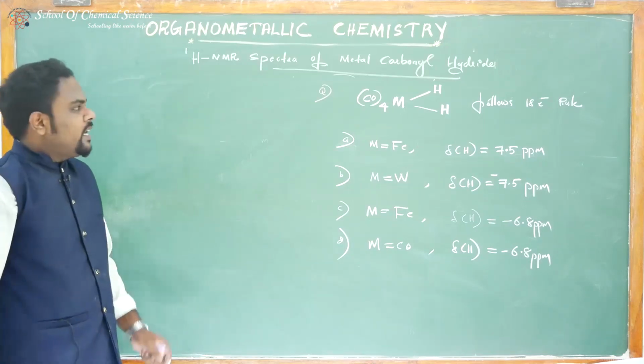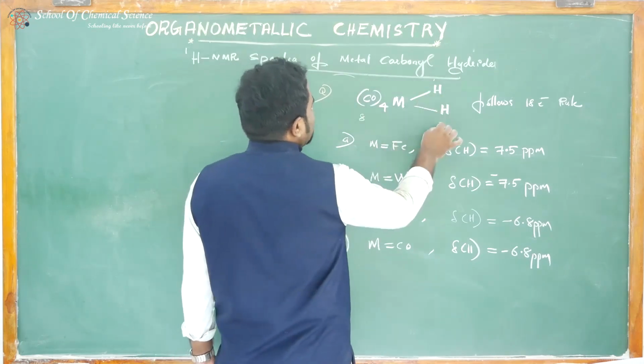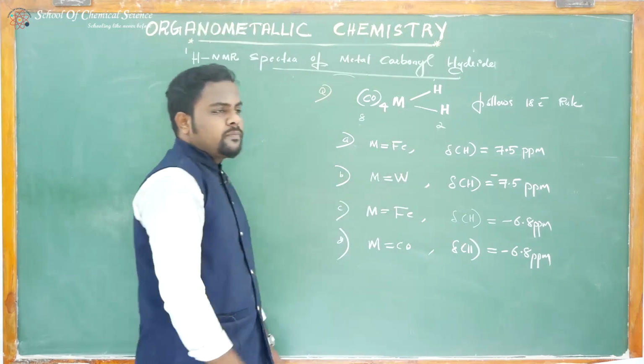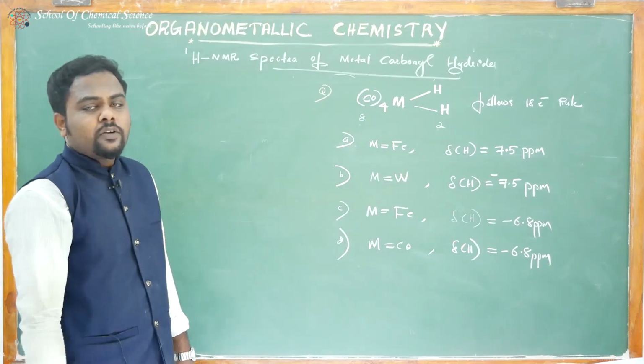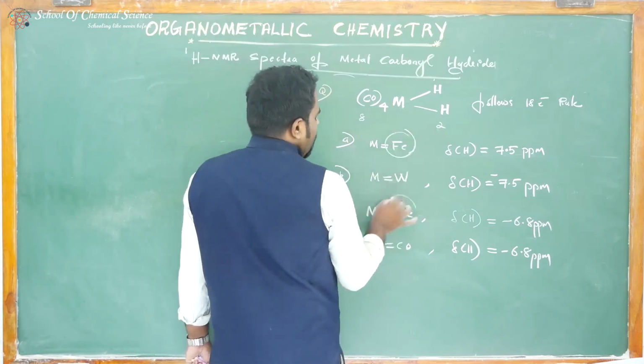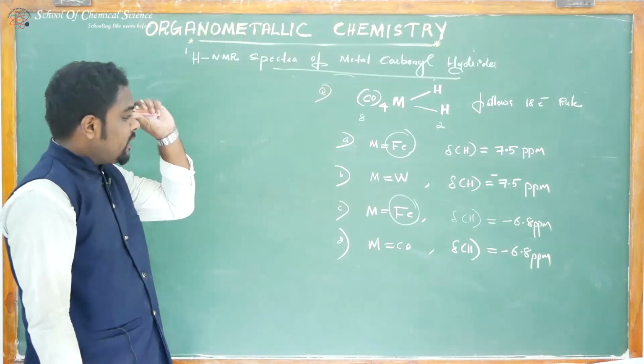Since it satisfies the 18 electron rule, 4 carbon monoxide gives an 8 electron count and 2 hydrogen gives a 2 electron count, 8 plus 2 is 10. So definitely the metal must be an 8 electron donor. 8 electron donor means an 8th group element, which may be iron. So option A or C. From A or C, which one is the correct answer?